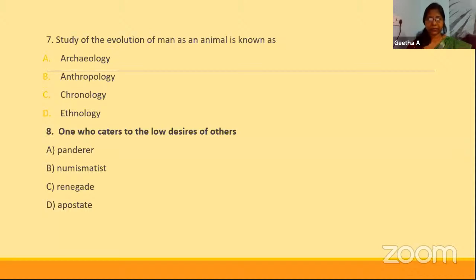Panderer is what Kalyan says. Rajni says it's numismatist. Durgarao's says anthropology, is it? So you'll know better, Durgarao. Pooja says it's A, Panderer. Dan Lakshmi also says that. Anyone else answering to that? Would you like to give it a try? There are so many of you. You can just give it a try.